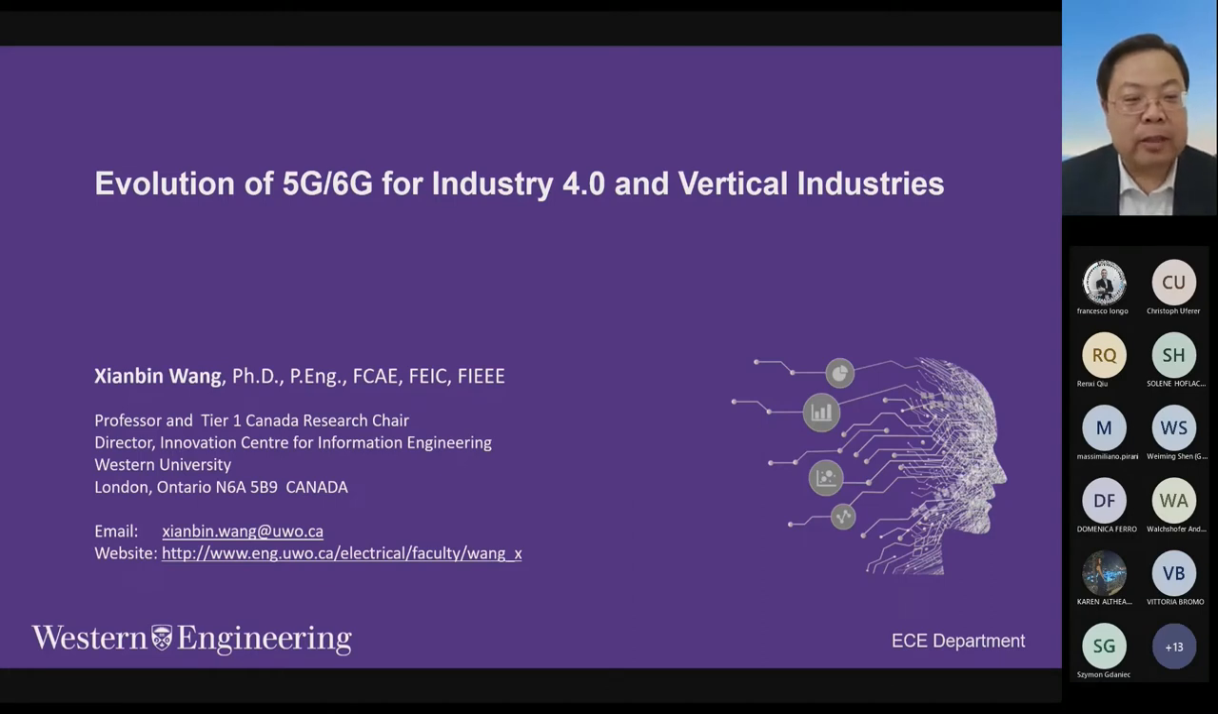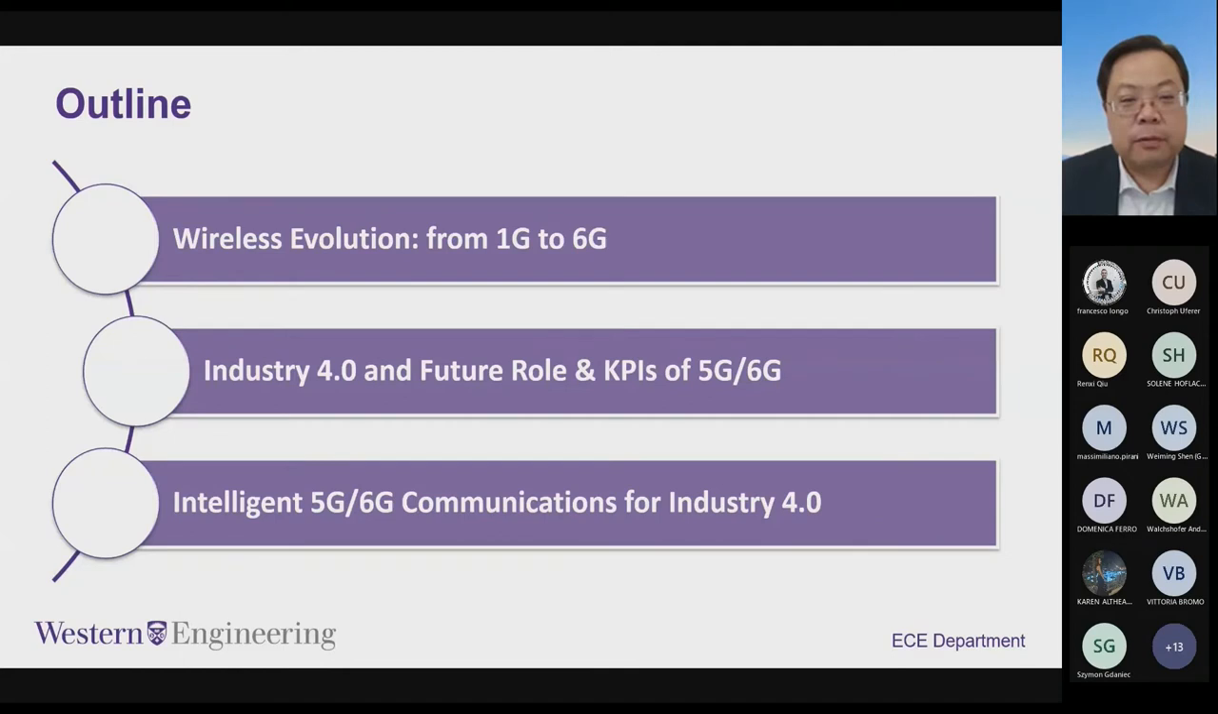For today's presentation, I'm going to talk about the evolution of 5G and 6G for Industry 4.0 and vertical industries. In this short presentation, I will talk about a few aspects. The first part is the wireless evolution from 1G to 6G. Secondly, I will talk about Industry 4.0 and the future role and key performance indicators of 5G and 6G. And lastly, I will share some thoughts on the future development of intelligent 5G and 6G communications for Industry 4.0.